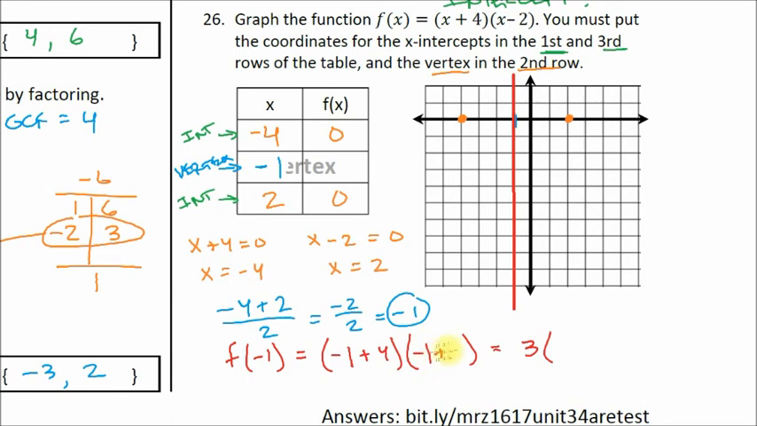Negative 1 plus 2, hang on a second here. Sorry, I just realized this. The equation is not plus 2, it is minus 2. Negative 1 minus 2 is negative 3, and 3 times negative 3 is negative 9. That means our y value of our vertex is negative 9. And now we can plot that. Negative 1, 1, 2, 3, 4, 5, 6, 7, 8, 9.